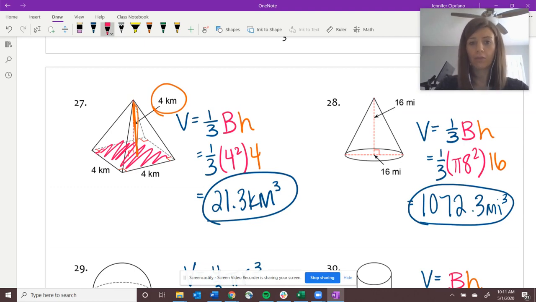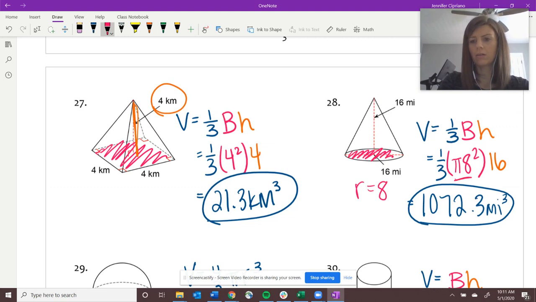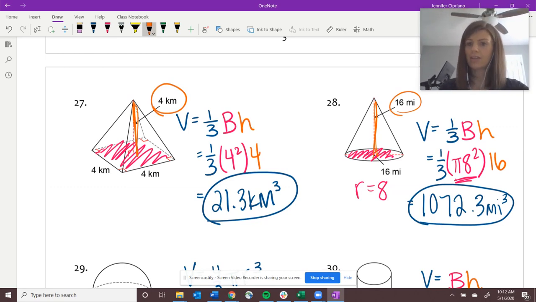Cones have the same volume formula as pyramids, 1/3 area of the base times the height. But for a cone, the base is always going to be a circle, so we use that formula for the area of the base. In this one, we are given the diameter. If the diameter is 16, the radius would be 8. So the area of the base here is pi r squared, pi 8 squared, and the height of this cone is that height in the center there, the 16, which gives us the volume for this one.